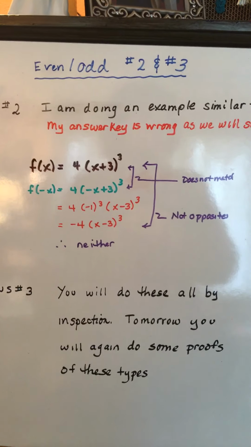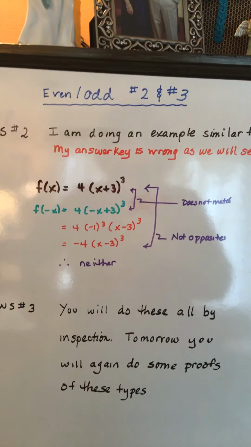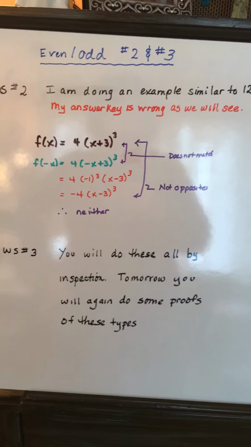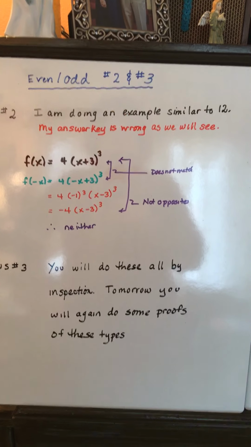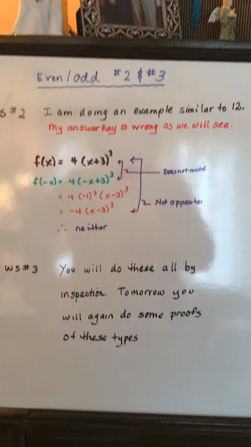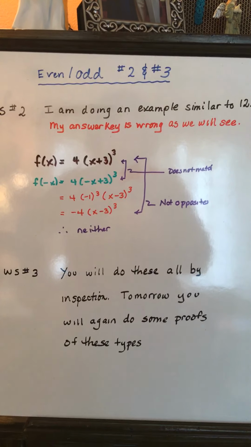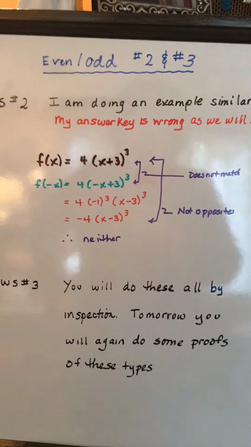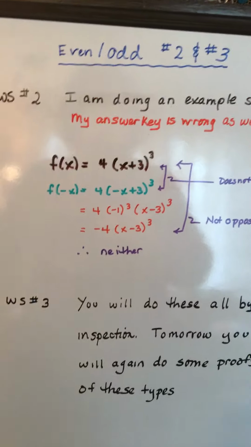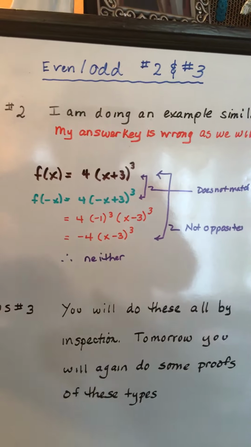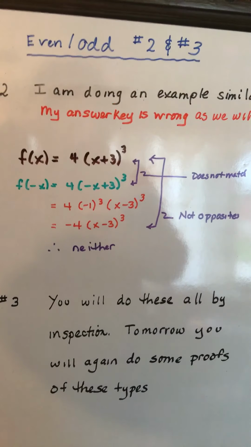Okay, just a few things for even, odd, 2, 3. On worksheet 2, I'm going to do one that's similar to number 12 that you'll be doing. My answer key is wrong, as you will see. I made a sign error when I read it, not actually in the work, but reading the answer. Okay. So I want to know, is this even, odd, or neither?